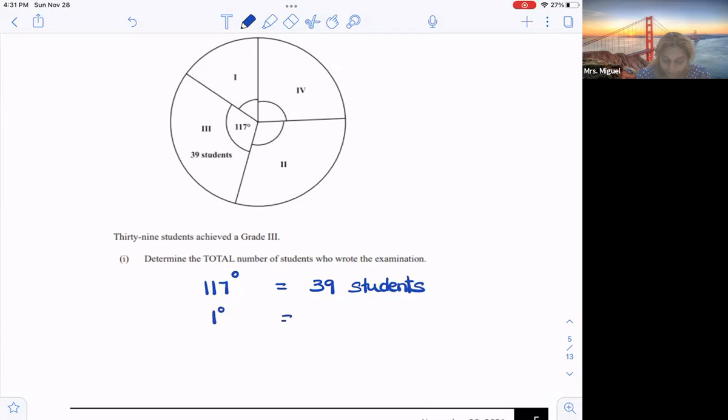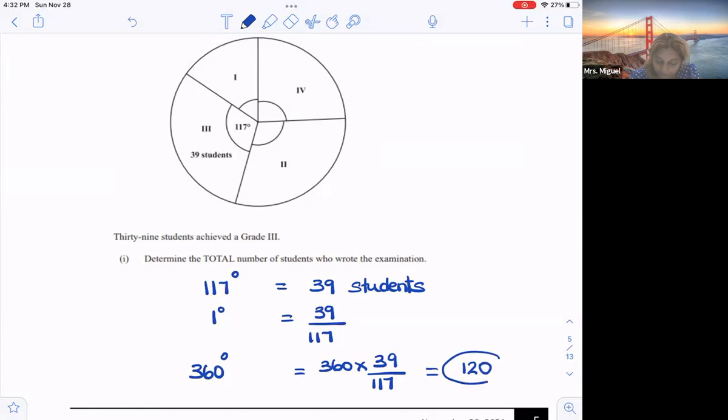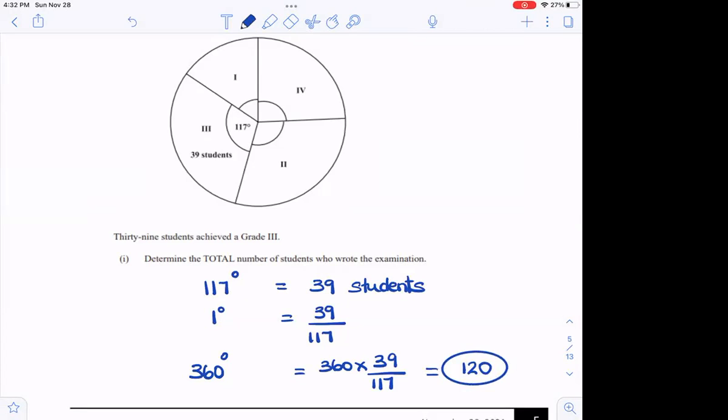So 1 degree will be 39 over 117. So 360 degrees, which represents the whole pie chart, will be 360 multiplied by 39 over 117. So work out that for me and see what you get. How many children took the exam? 120, miss. Yes, 120. Could anybody else confirm that it is 120? Yes, miss. Very good. We're going again.